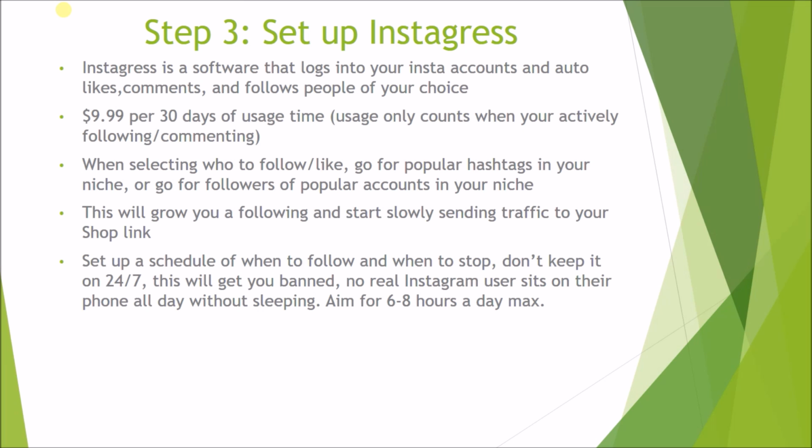So step 3 would be to set up Instagress, and Instagress is a software that logs into your Instagram accounts and automatically likes, comments, and follows people that you choose. And Instagress is $9.99 per 30 days of usage time. Now keep in mind that doesn't mean it's going to be $9.99 a month, because usage time only counts when Instagress is actively following and commenting on your behalf.